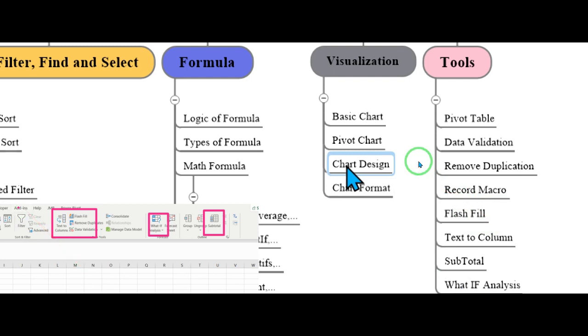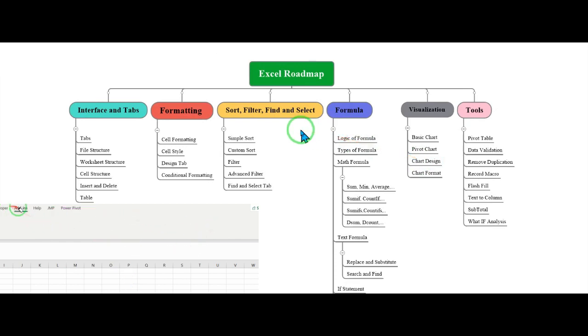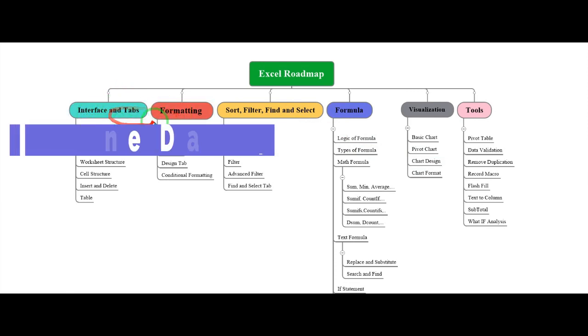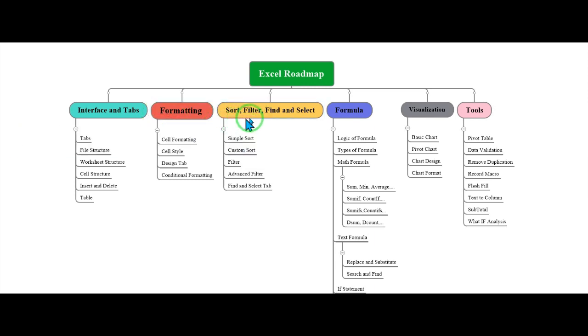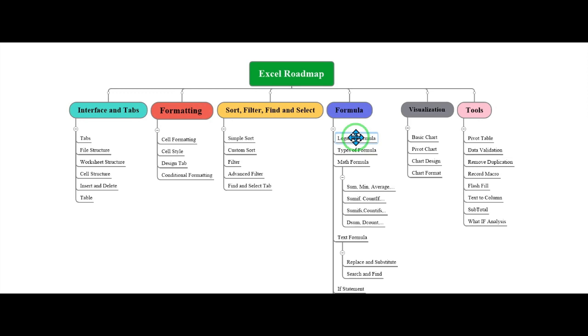So this is the overall roadmap for Excel if you want to start from scratch and you want to spend a limited time on learning. By spending around 1 day for interface and tabs and formatting, you can learn them, and around 1 day for the sort, filter, find, and select, you can learn this category. For formulas, you need more time, around 2 or 3 days, because you need to learn all these formulas within their applications in your business. And around 1 day for visualization and 1 day for tools, you can learn all these concepts for your business, which help you to solve most of the challenges that you have.